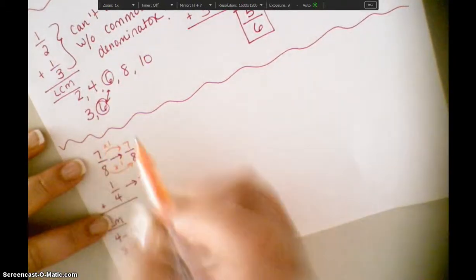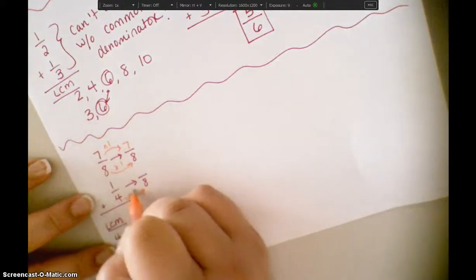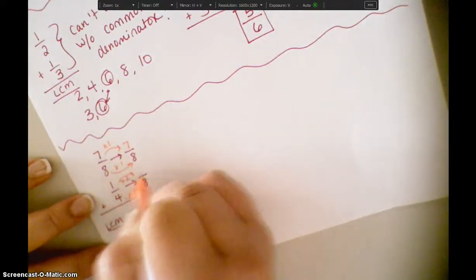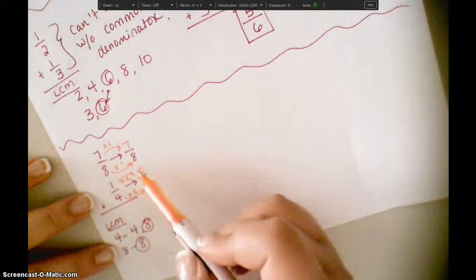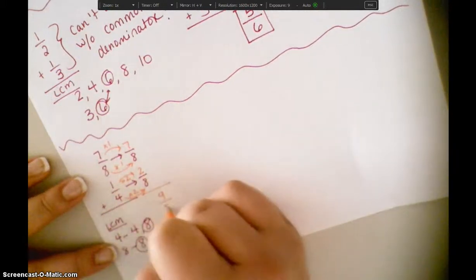7 times 1 is 7. That fraction stayed the same. Here's where the change was. Times 2, 1 times 2 is 2. So now I have 7/8 plus 2/8. And my answer would be 9/8.